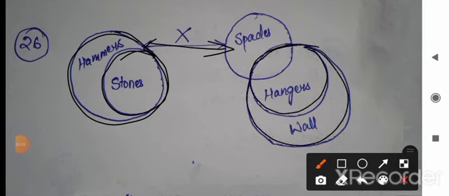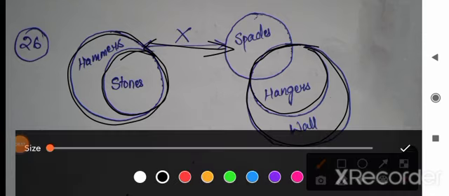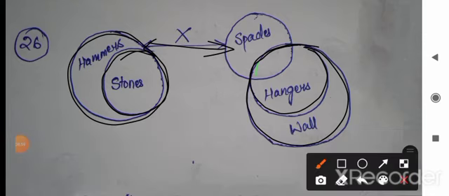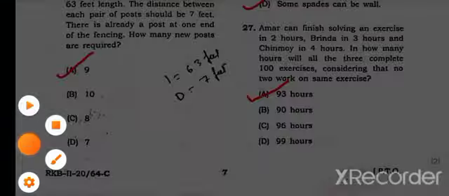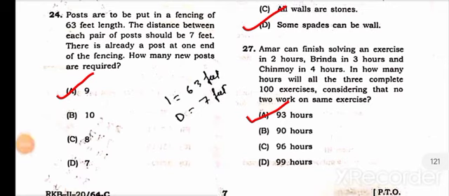So if you read the conclusions, no conclusion can be matched as per the demand of the question. Only one will be matched, like some spades can be wall. So this 'some can be wall' is the only correct statement. Okay, next 27. This statement is also nice.